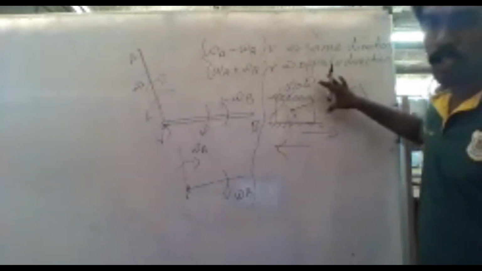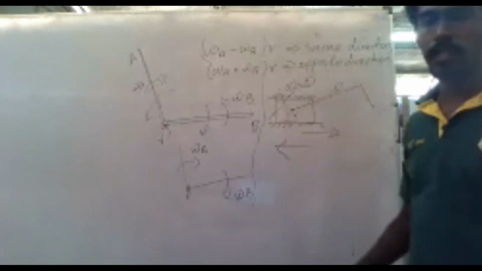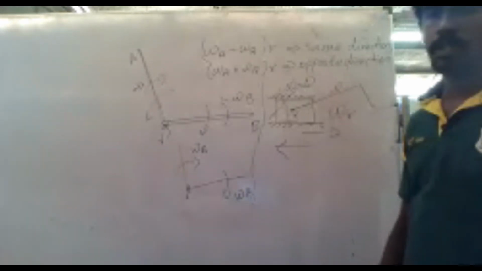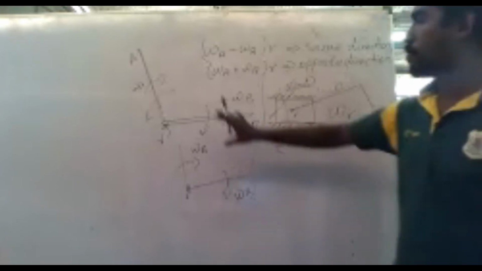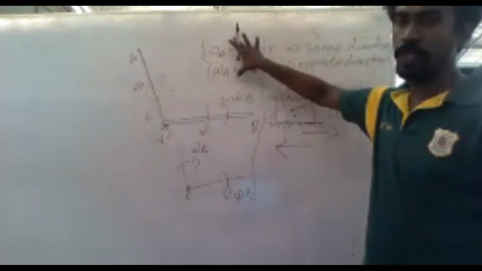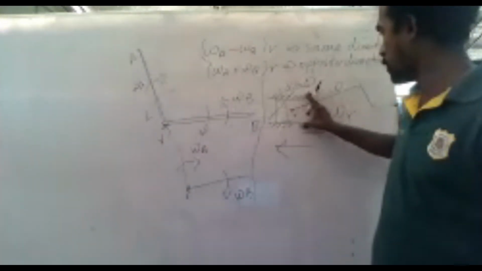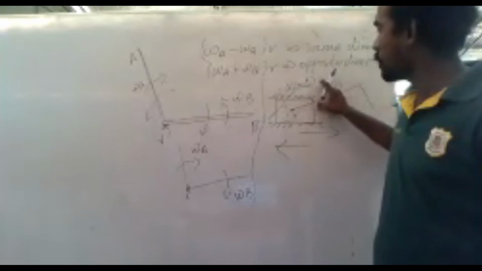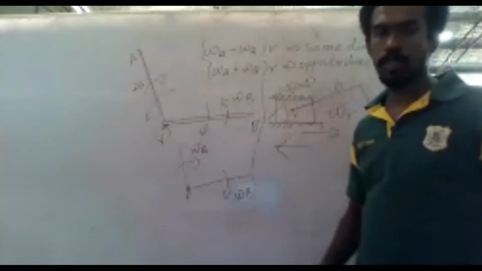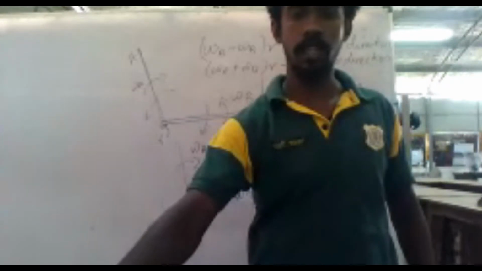In that case, we will consider only the angular velocity of the turning member into the radius of the pin. This will give you the rubbing velocity of the system. If both are turning members, then you will have the algebraic sum of the angular velocities into the radius of the pin. If it is a sliding member and a turning member, then you will have only the angular velocity of the turning member into the radius of the pin. So this is all about the rubbing velocity.